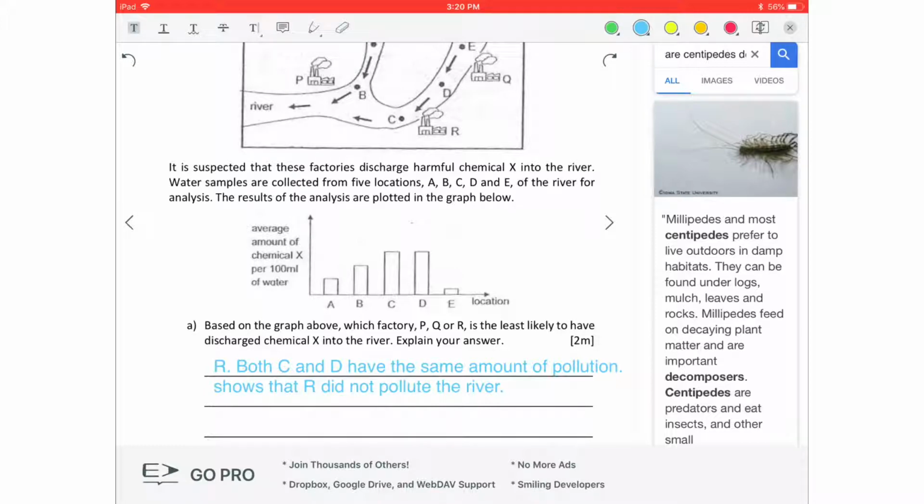D is from Q. Q is the one that polluted the water. You see, Q throws a lot of rubbish inside. Then D is a lot of rubbish, right? But when you flow to C, the rubbish is the same. Right? So it means that R did not pollute.